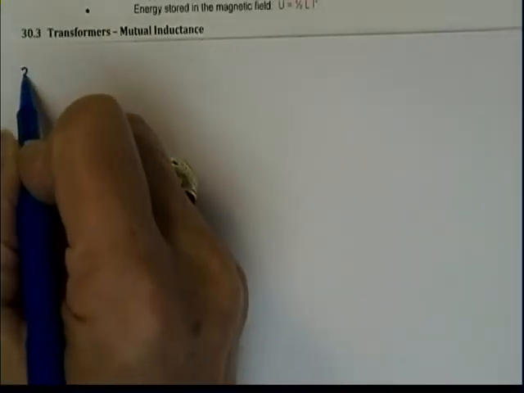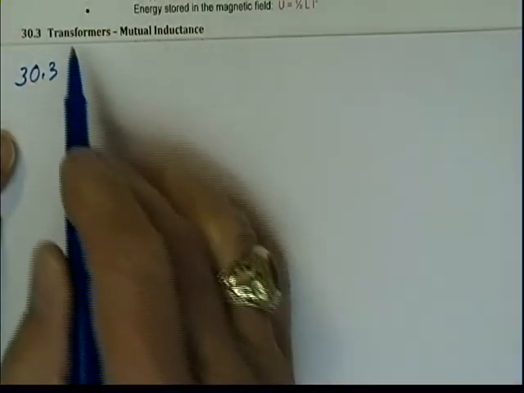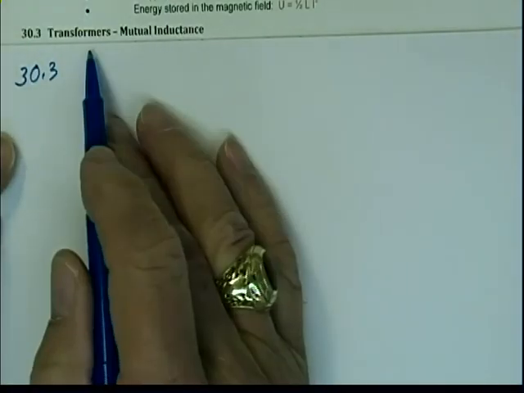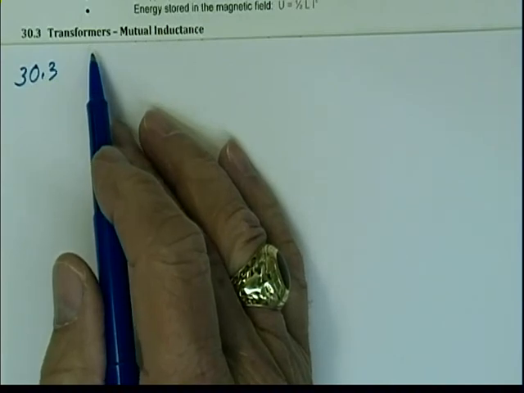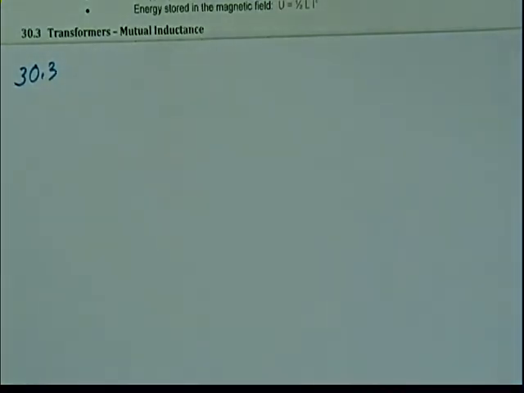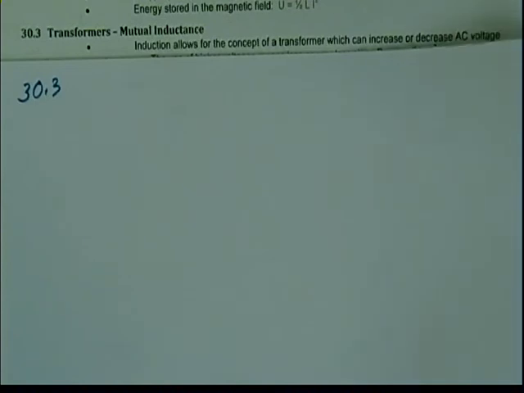This next section, continuing Chapter 30 on induction, is Section 30.3. Here we talk about mutual inductance, and a particular aspect that's applied for this is the concept of a transformer. Now, you all know what a transformer is.